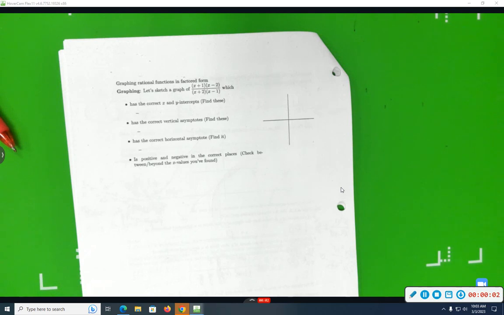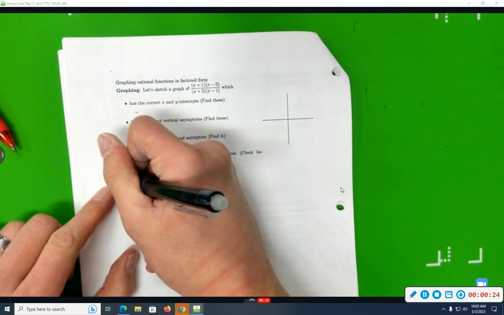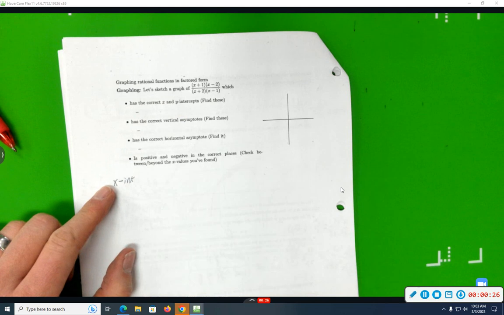So let's try to sketch a graph of this thing, and let's make sure our graph has some correct properties. Let's make sure it has the right intercepts, the right asymptotes, and that it is positive or negative in the correct places. If it needs to have those things correct, we should start by finding them. Let's find the x-intercepts and y-intercepts.